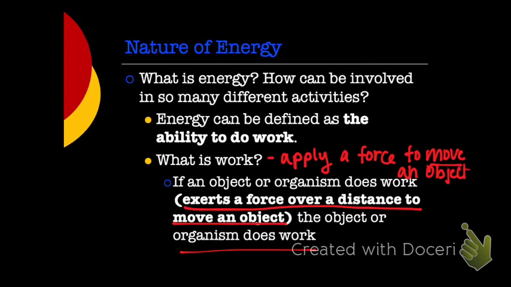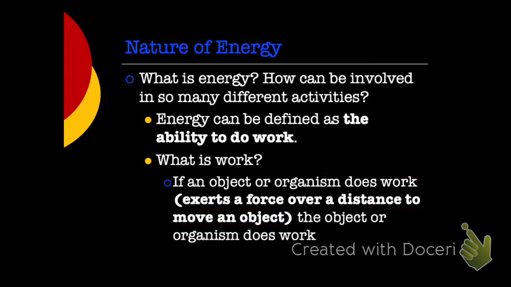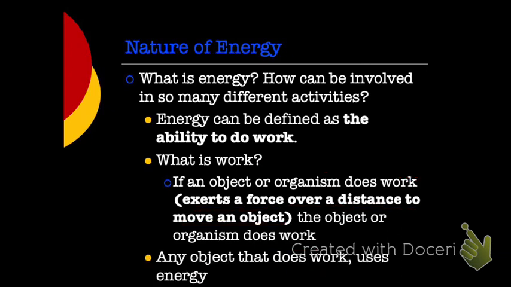So now let's take a step back. Energy says I have the ability to do work. So just by me attempting to do work, that means I'm expending energy. You have lots of different types of energy, but you have to have the ability to do something. Any object that does work uses energy. That's what we just said. If you are doing work, or even if you're trying to do work, you're expending energy.